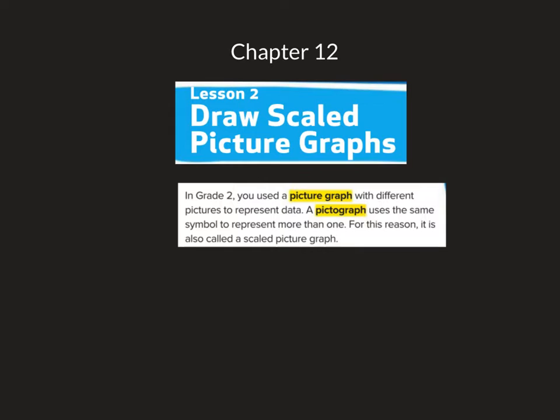Okay, let's read this little guy down here. In grade 2, you use a picture graph with different pictures to represent data. A pictograph uses the same symbol to represent more than one. For this reason, it is also called a scaled picture graph. We'll get into it some more. So let's just get started here.